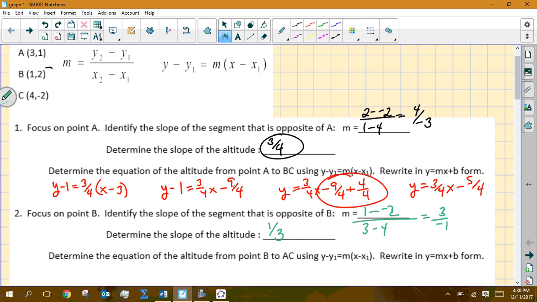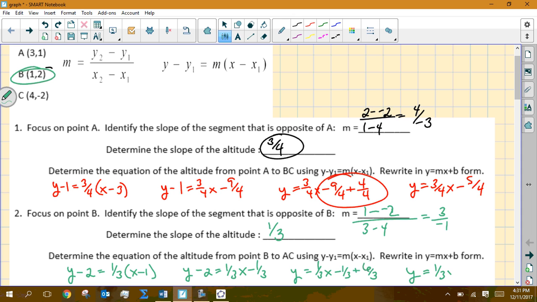Now I know that this is going to go through B. So I'm going to go y minus y1, now being the coordinate from B. So y minus 2 is equal to 1/3 times x minus 1. Do my distributing. So y minus 2 is equal to 1/3 x minus 1/3. I'll add 2 to both sides. 2 with the denominator 3 is actually 6/3. So this gives me y equals 1/3 x plus 5/3.